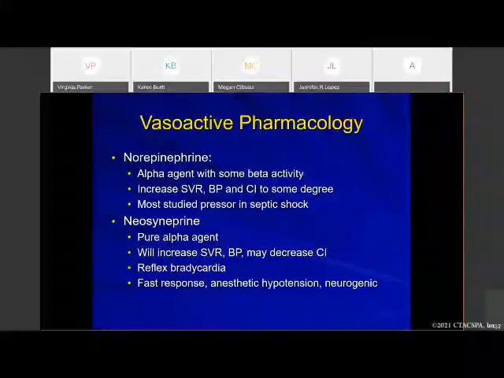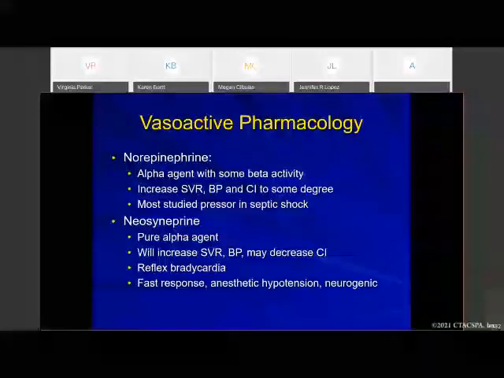So for looking at our pressors, norepinephrine is the alpha agent with some beta activity. It'll do those changes. It's the most studied pressor in septic shock, and it is the recommended pressor of choice in Surviving Sepsis.